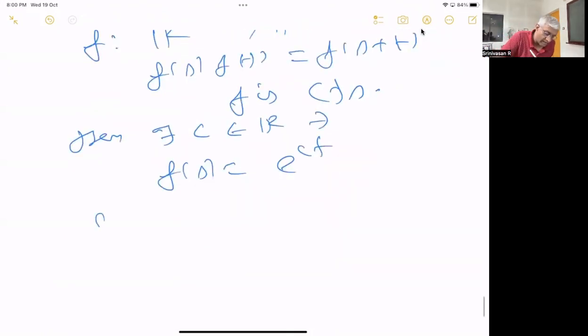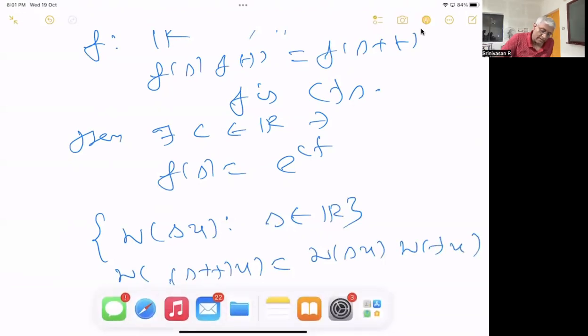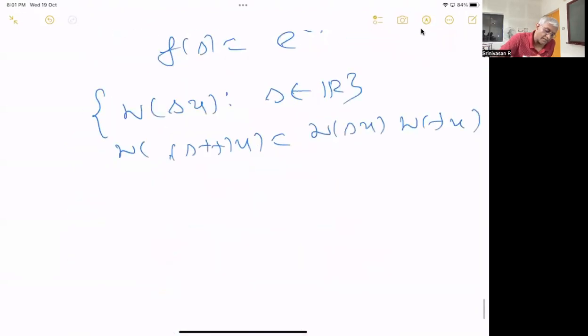Here we have a unitary operator, W of S U, where S is in R. This satisfies the condition W of S plus T U equals W of S U plus W of T U. Because it satisfies this condition, it's a general statement, which we will be proving.